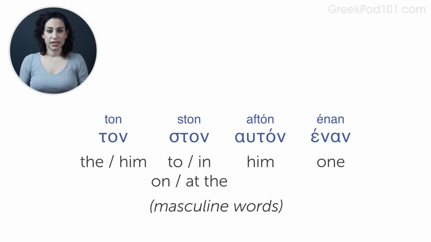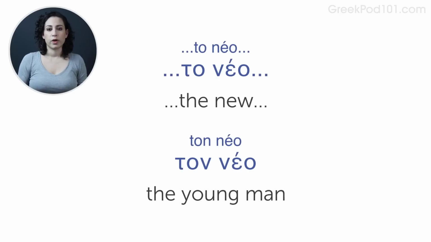The reason is simple. If we were to remove the final ni from the masculine words ton, ston, αυτόν, and έναν, they could be confused for neuter words, especially when they define a noun whose gender we are not sure of. So when we would see somewhere written τον νέο, without knowing the context, we wouldn't be sure if it's a neuter adjective, meaning the new, or a masculine noun in the accusative case, meaning τον νέο, the young man.